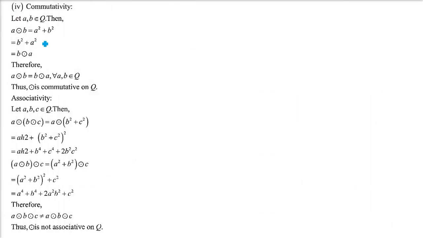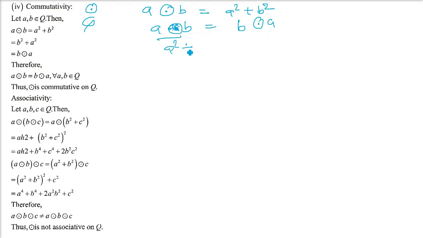Now the fourth part. The fourth part is saying the symbol has changed. I'll just call it as cross only. Okay. So A cross B is defined as A square plus B square. So A star, I'm just calling it as star. The symbol is something different, a round and a dot in between. So A star B equals B star A. So this is A square plus B square. This is B square plus A square. They both are same. So you can always say that whichever symbol this is, it is commutative on Q.